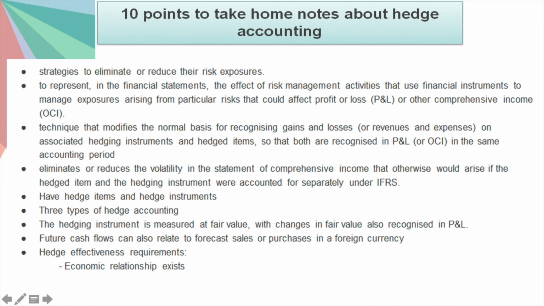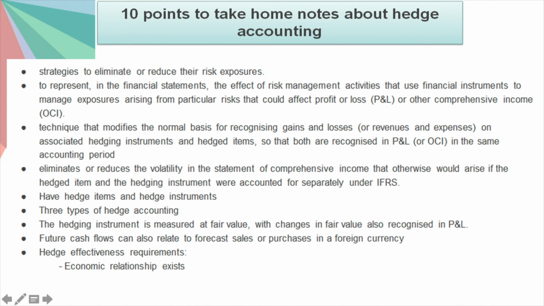okay, summary from this hedge accounting, which is 10 points to take home about hedge accounting. First, a strategy to eliminate or reduce risk exposure. Second, to represent in the financial statement the effect of risk management activity that uses financial instruments to manage exposure arising from particular risk that could affect profit or loss or other comprehensive income. Next is a technique that modifies the normal basis for recognizing gain or loss or revenue and expense on the associated hedging instrument and hedged item, so that both are recognized in P&L or OCI in the same accounting period.